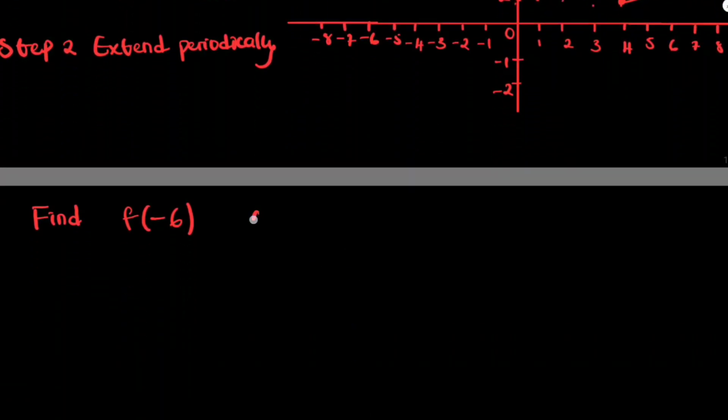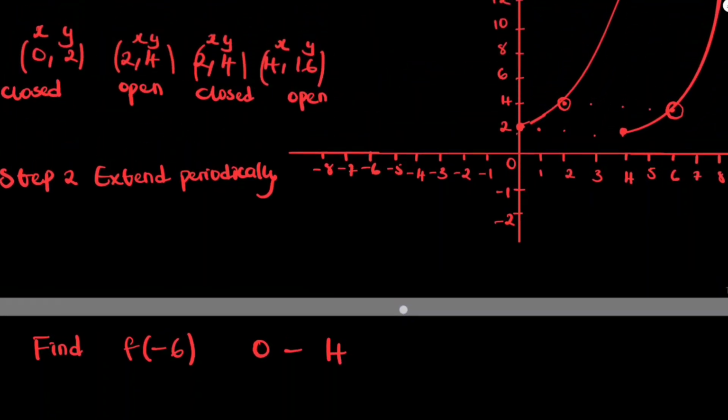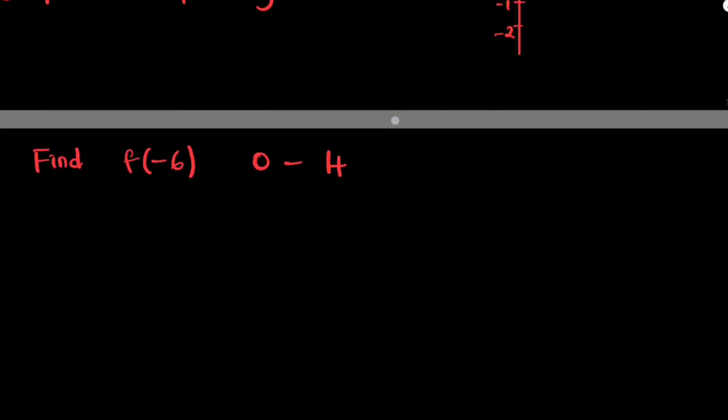So our interval is from 0 to 4. But minus 6 is below 0. Minus 6 is not in that interval. So we cannot just go ahead and substitute minus 6. So we have to find a value which is in the range. So we have to add 4 to minus 6 until it gives us a value which is in the range.